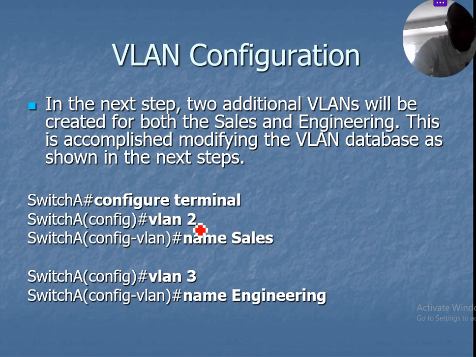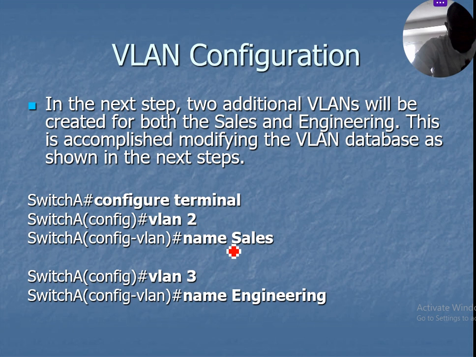Remember, we created VLAN 1 before. And then on switch A, config VLAN, hashtag name, you name your VLAN. Sales, you give it a name. Sales means this is a VLAN for the sales department people. So you name it.